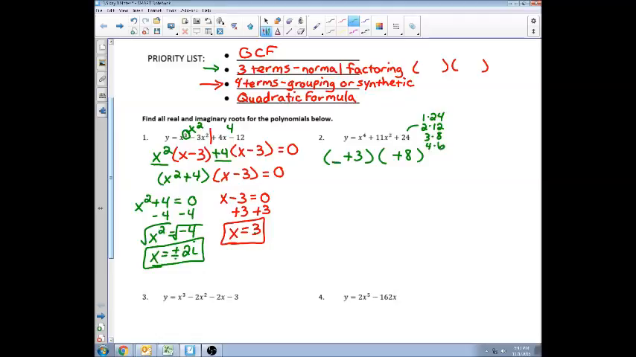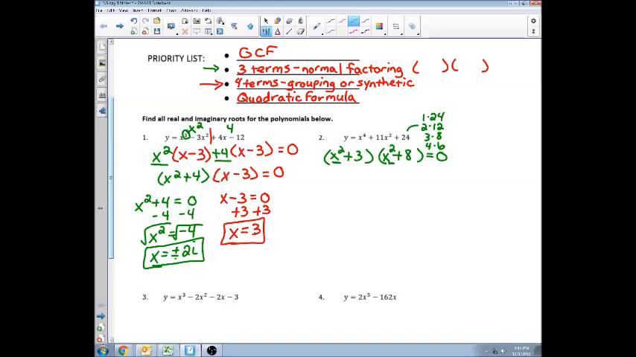Now, in our first blank, it comes from our x to the 4th. What is half of x to the 4th? Well, half of x to the 4th would be x squared and x squared. All that will be equal to 0. 3 is not a perfect square. 8 is not a perfect square, so I definitely cannot do the difference of 2 squares.